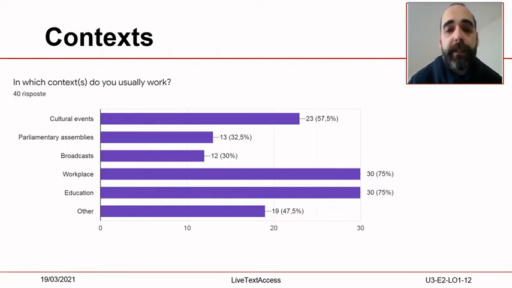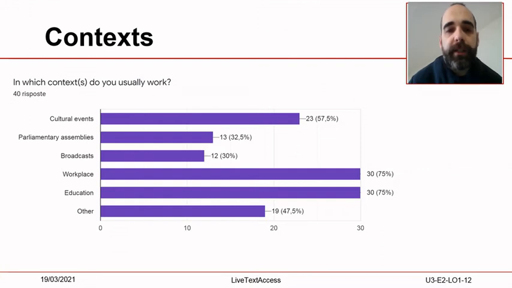Here are the answers. Cultural events, 23 answers, 57.5%. Parliamentary assemblies, 13 answers, 32.5%. Broadcasts, 12 answers, 30%. Workplace, 30 answers, 75%.